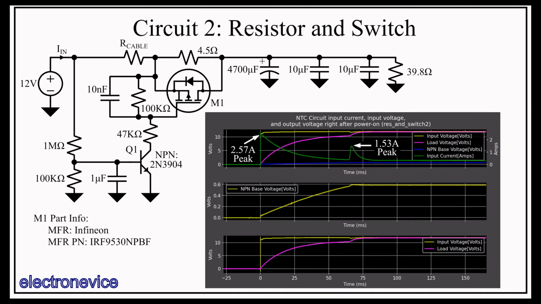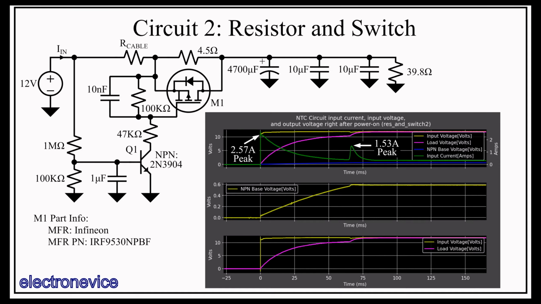So, examining the scope shot I took of the current and a few important voltages, when the 12-volt power is applied, the 4.5 ohm resistor limits the amount of current flowing into the system to a peak of about 2.57 amps, then comes down. Then later on, we see the NPN's base voltage reach about 0.6 volts and stop, implying the BJT has turned on, closing the FET switch as well, causing the difference between the input voltage and the load voltage to abruptly shrink to near zero, and the expected second spike in current, which has a peak of around 1.53 amps.